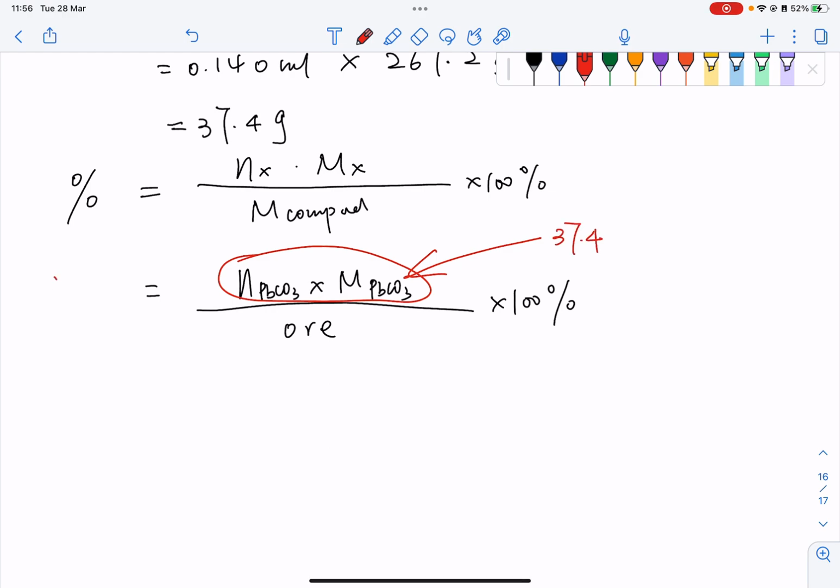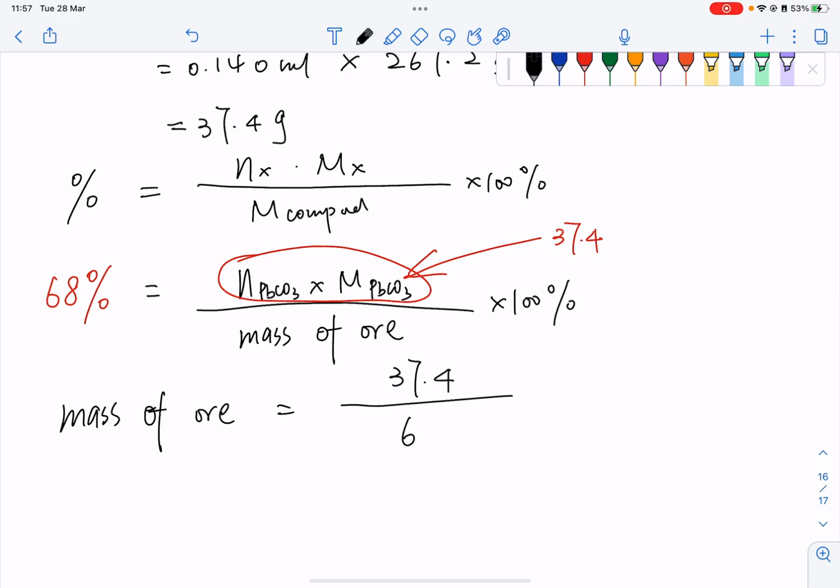And we know that the percentage on the left should be 68. Can we calculate the mass of ore? Alright, mass of ore here. If the right side is divide, when we move it to the left, it will be times. And then if we move 68% to the right, it will be divide. These two actually change position here. So we can write mass of ore equals 37.4 divided by 68%, and times 100% here. So these two percentages should be able to eliminate each other out.